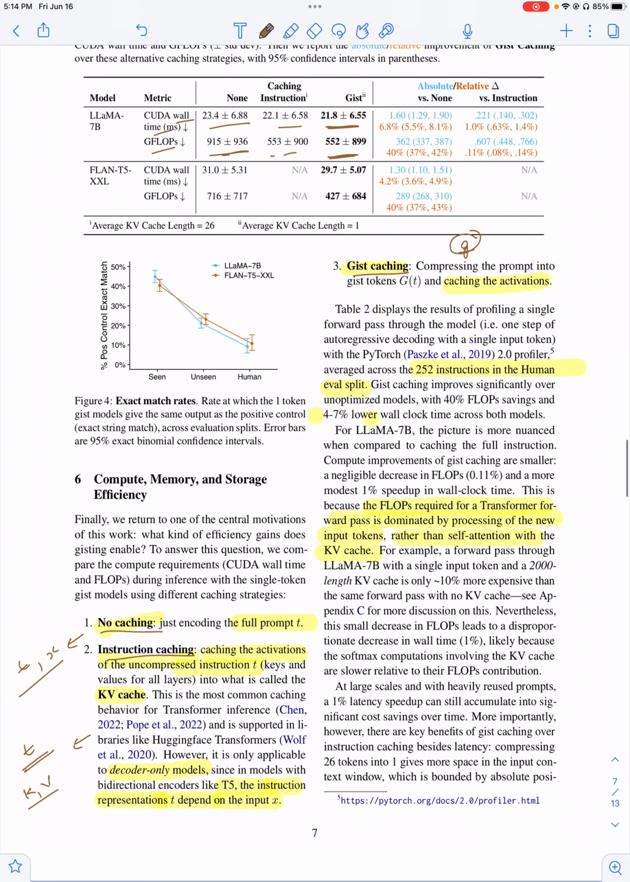And then they look at the exact match rate, right? This is when your gist model produces the same strings as the positive control model. And they find that around 45% of the time for seen prompts, or around 40% based on the model you're choosing, it produces the exact same string as the positive control model. For the unseen prompts, this number sort of reduces, and for the human prompts it reduces further. Only around 10% of the time do you produce the same output as the positive control model.